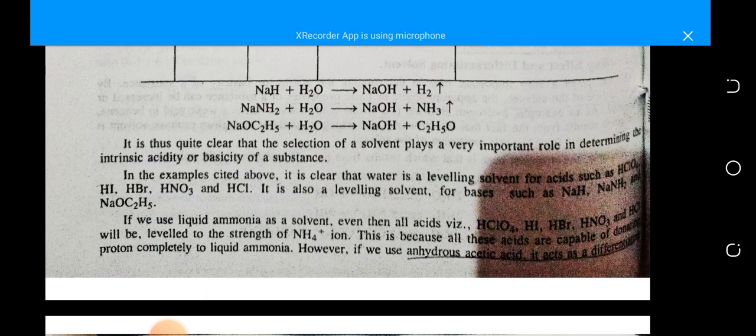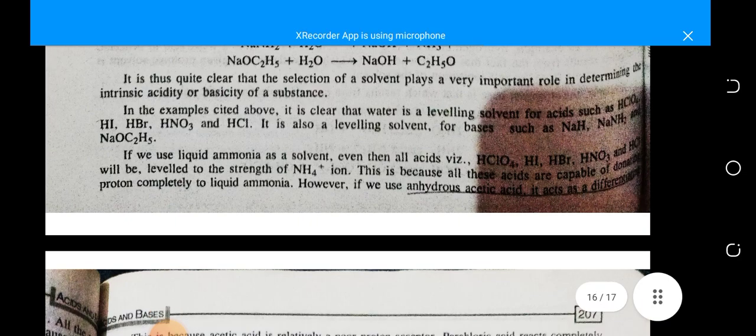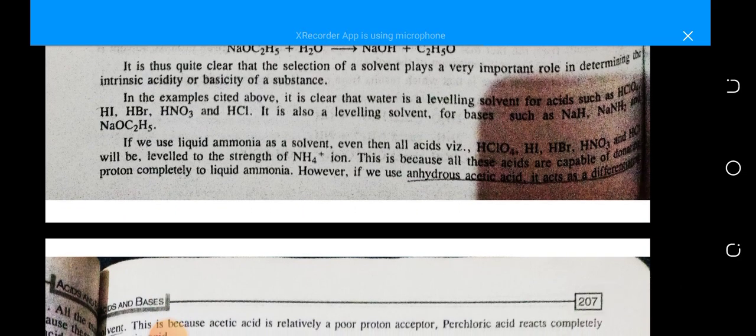In the examples cited above, it is clear that water is a leveling solvent for acids such as HClO4, HI, HBr, HNO3, HCl. It is also a leveling solvent for bases such as NaH, NaNH2, and NaOC2H5. If we use liquid ammonia as a solvent, even then all acids like HClO4, HI, HBr, HNO3 will be leveled to the strength of NH4+, because all these acids are capable of donating protons completely to liquid ammonia.